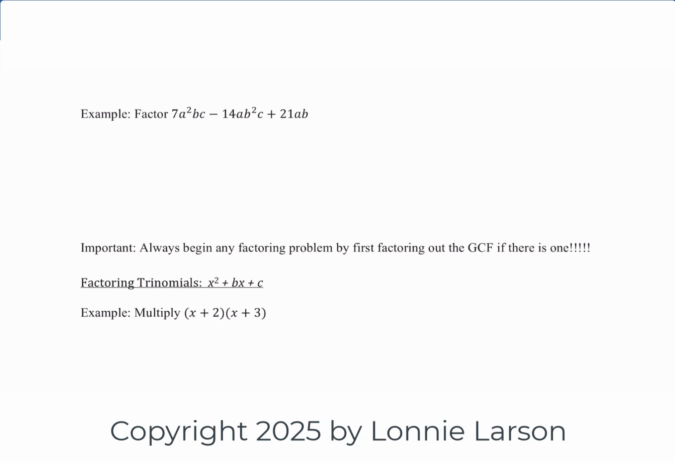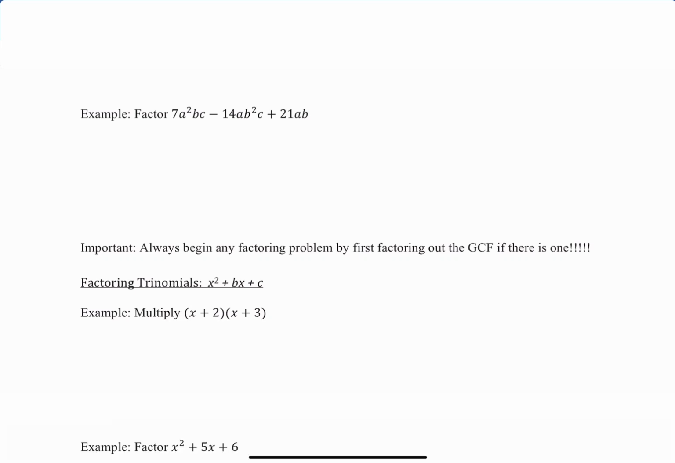Let's factor 7a squared bc minus 14ab squared c plus 21ab. The GCF in this case is 7, because 7 is a factor of 7 and 14 and 21.